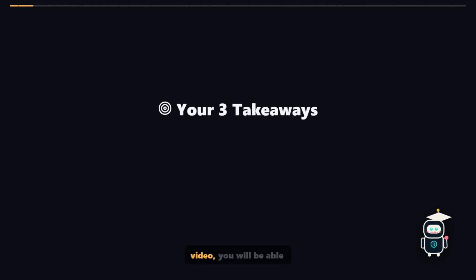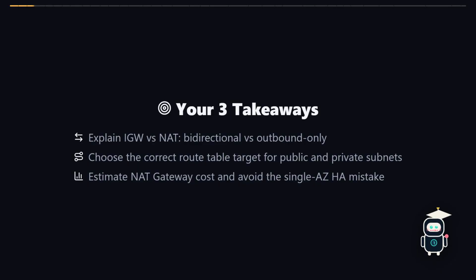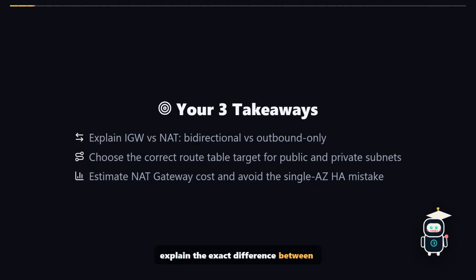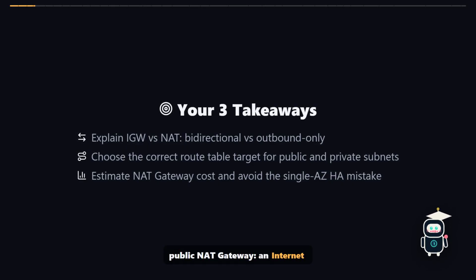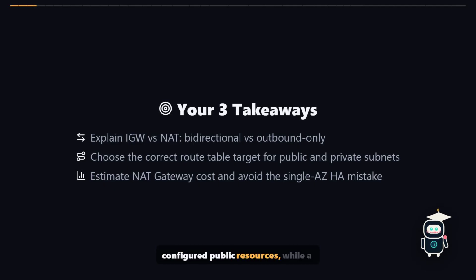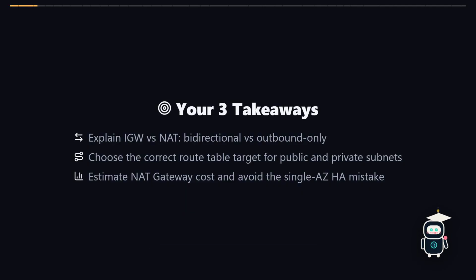By the end of this video, you will be able to do three things. First, explain the exact difference between an internet gateway and a public NAT gateway. An internet gateway can support inbound and outbound internet communication for properly configured public resources, while a public NAT gateway enables outbound internet access for private resources.